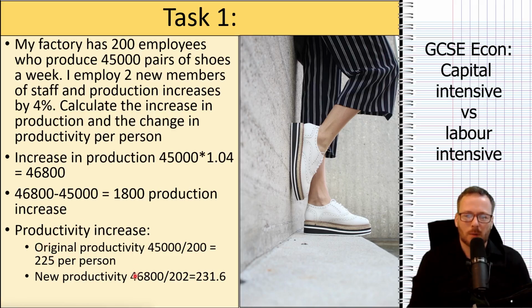But we've hired new people. And if we divide the new number of shoes produced, which is 46,800, by the number of staff, which is 202 now, we get 231.6, which shows we have an average increase in production of around 6 shoes per person. Great. What a great deal.